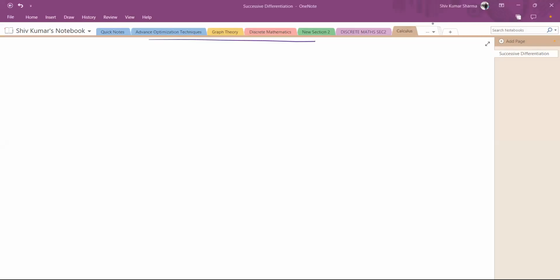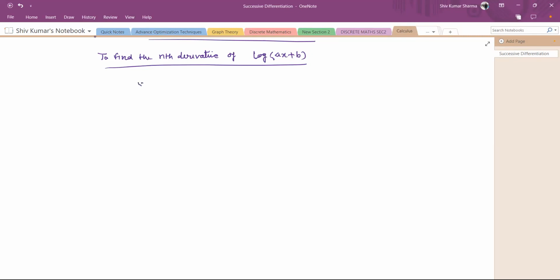Okay, so in continuation of successive differentiation, today we are going to find the nth derivative of a logarithmic function. Logarithmic function means log ax plus b. So here we calculate, or we obtain, the nth derivative of log ax plus b.